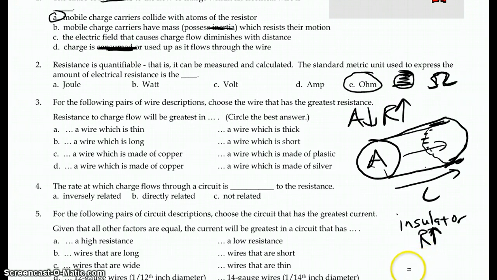Now, of course, gold's more expensive, but in high-end applications where it's really important that the current work or go through, gold is sometimes used. Platinum is also an excellent conductor. So in some airbag systems, they'll use platinum because they want to make sure it doesn't corrode, and it also does a really good job of conducting the electricity.